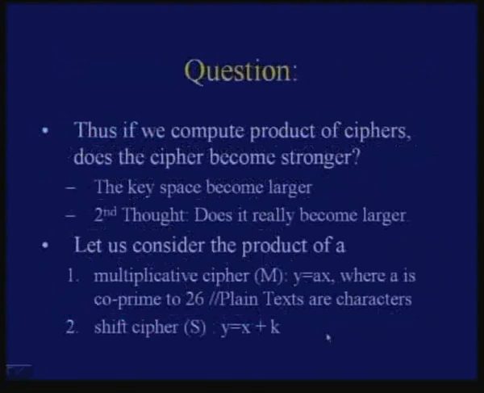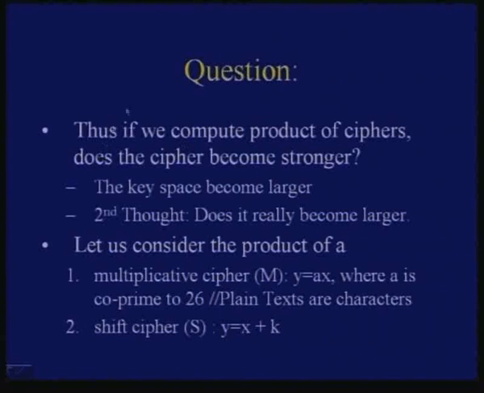Okay. So, the question is that if we can compute the product of ciphers, does the cipher become stronger? That is what is most important, right. So, I take two small ciphers and I compose them, I compute the product. Does the cipher become stronger? That means, does the key space become really larger? On the surface you have K1 comma K2, right. So, the Cartesian product size should increase, but on second thought, does it really become larger? What is your opinion on that? Will the key size become larger?